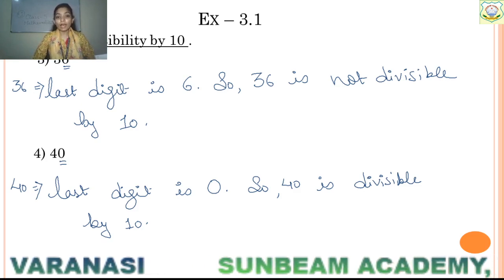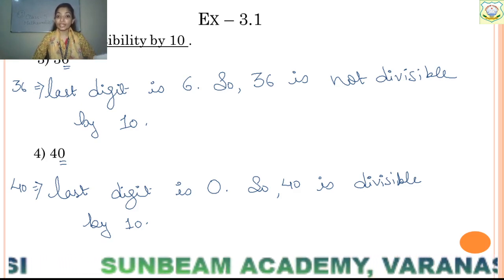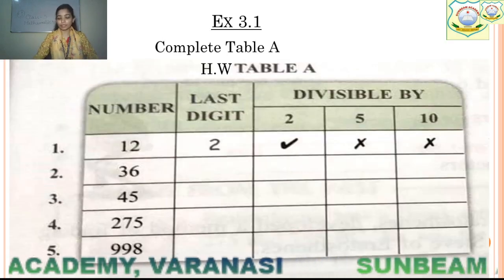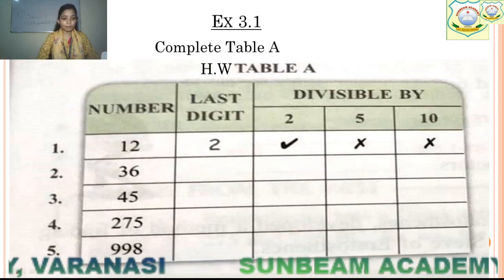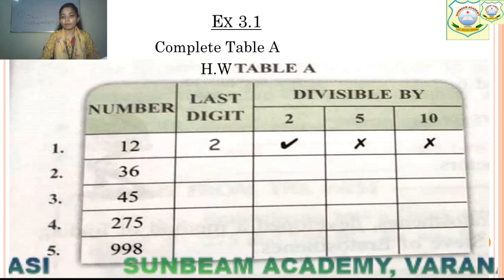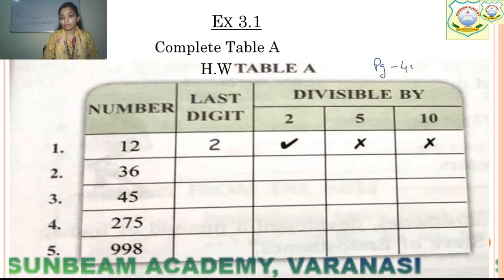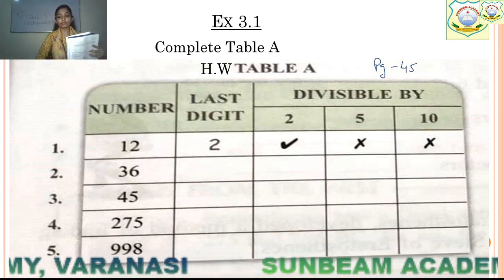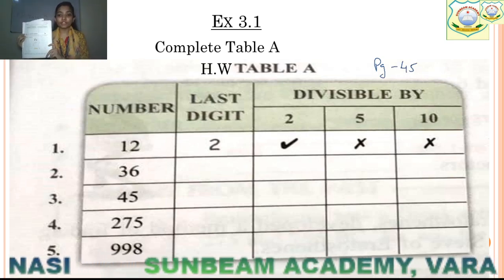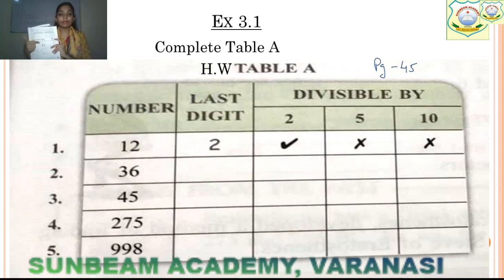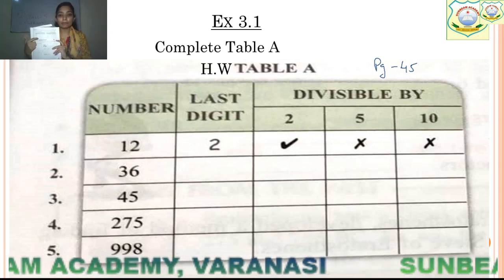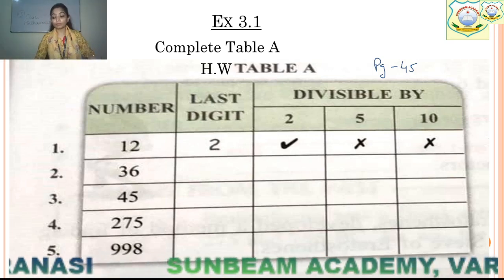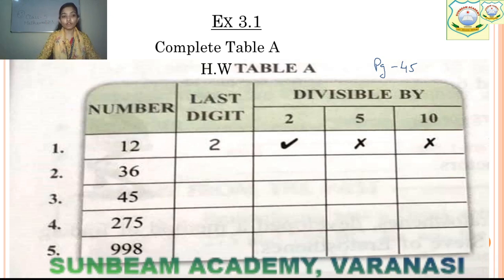So now I will be telling you about today's homework. Okay, so today's homework is this. It is on page number 45. All of you take out page number 45. Now see here. Page number 45. The table A you have to do. This table A, right? This you have to do in your book. This you have to complete in your book.